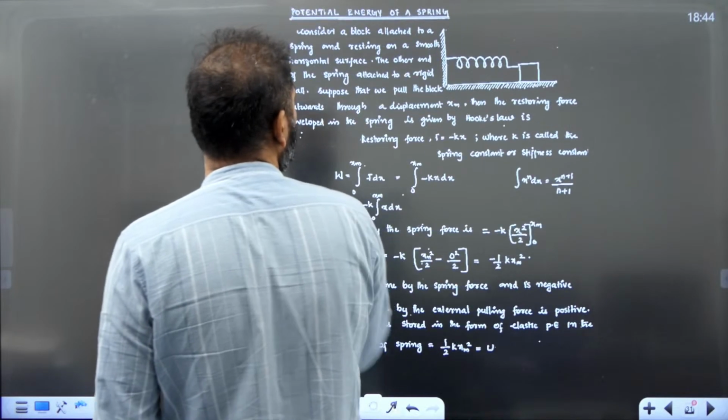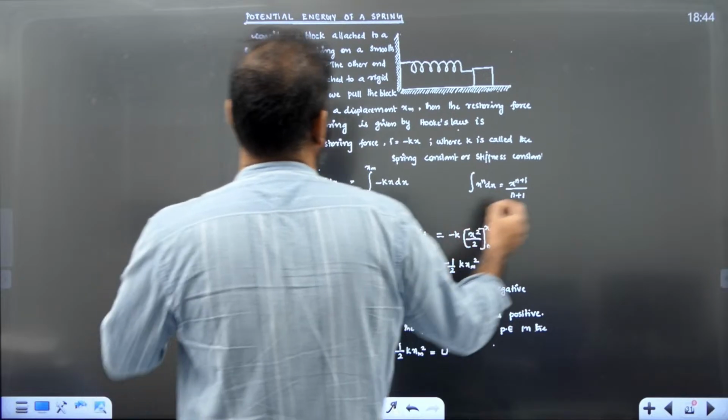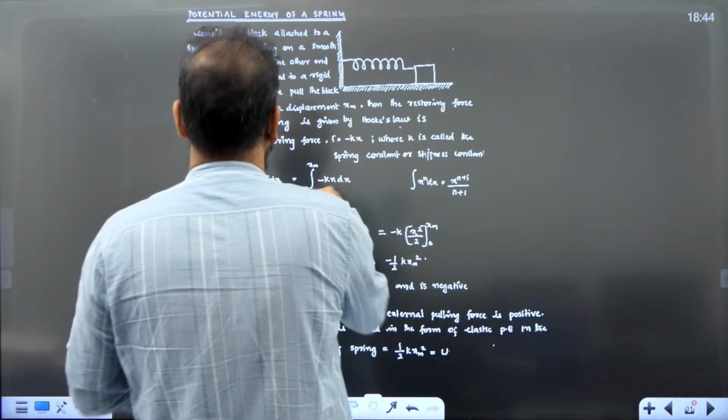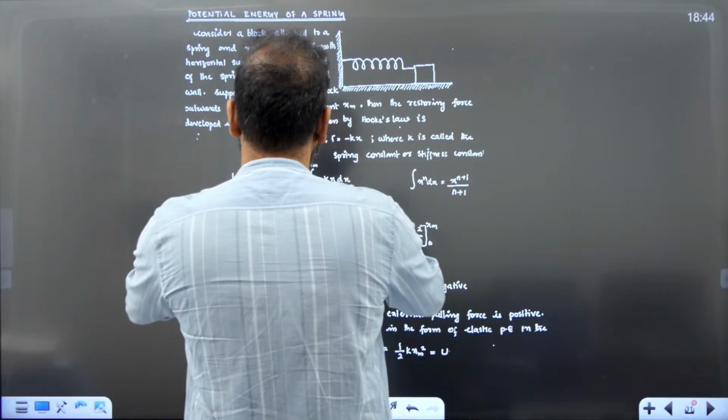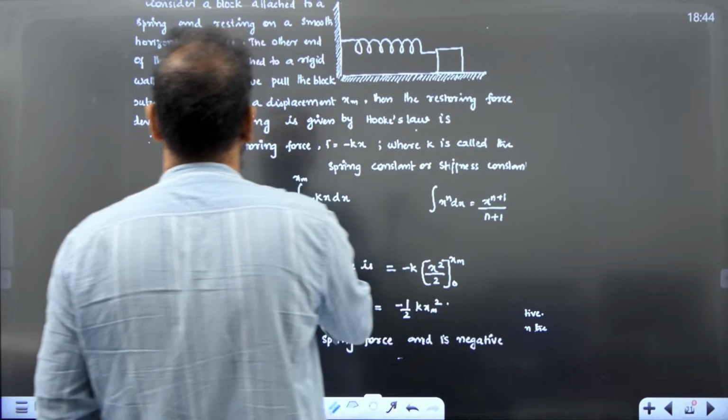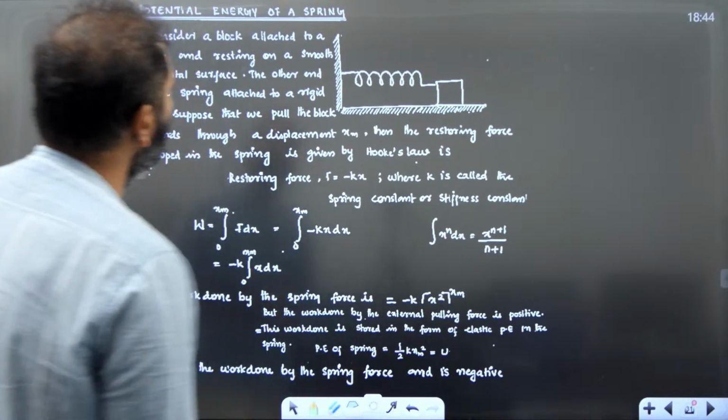Potential energy of a spring. Siddhika, it's not an easy topic. Let me tell you, it's not an easy topic. Potential energy of a spring.